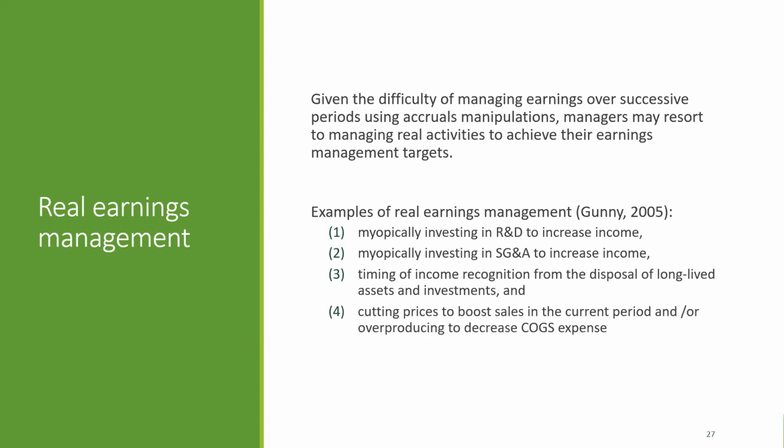And then you can also engage in distorting prices to boost sales in the short run, right? So offer huge percentages off now. We'll get sales now, and that will boost our earnings for the current period. Or you overproduce, and what that does is it reduces your average cost per unit because the fixed cost is spread over a larger number of units, lowers your cost of goods sold expense now, but then you've got a whole bunch of unsold inventory.